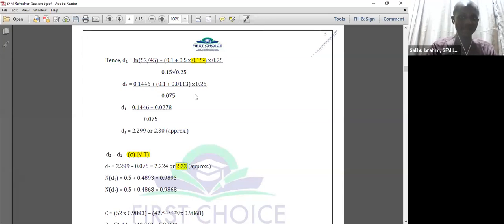Please just help me remember. I'm going to stop sharing this screen now, so I might not remember this 2.3 and 2.22. Please, I'm going to ask you the value of D1 and D2. Okay, let me stop this one first and go to where I will have to share the screen.